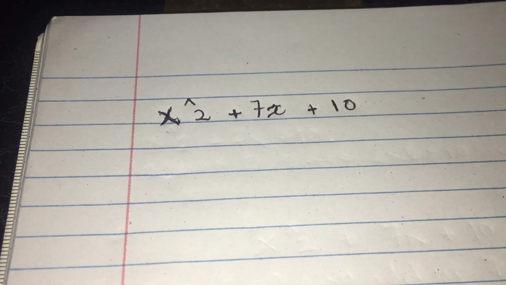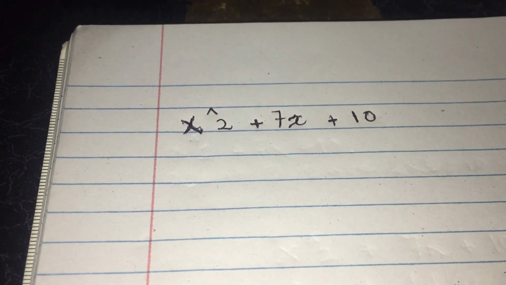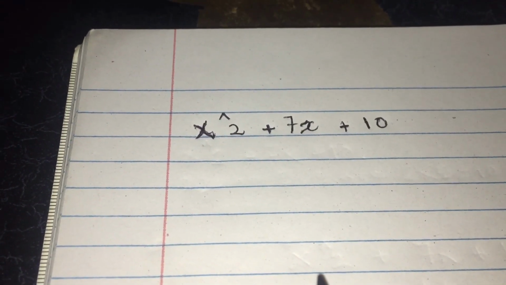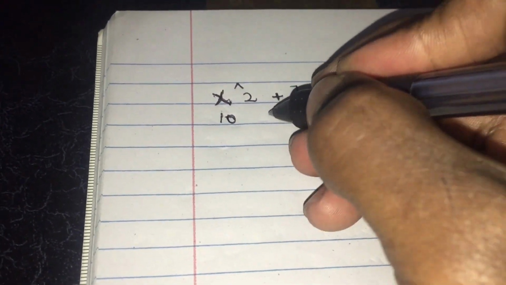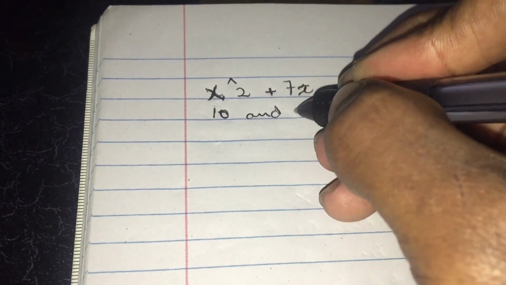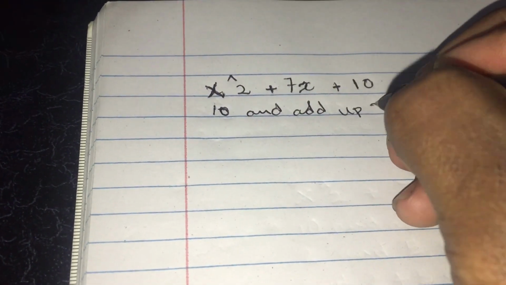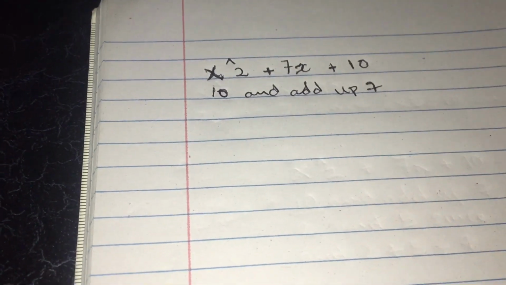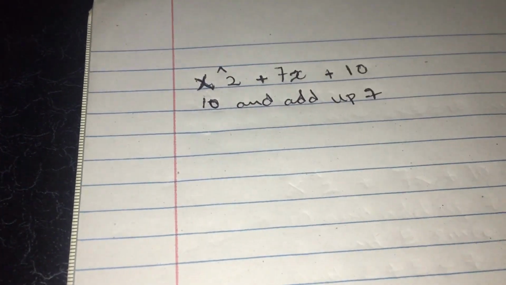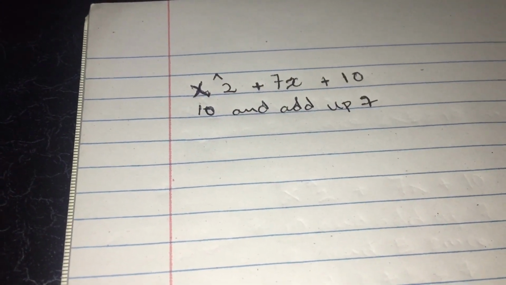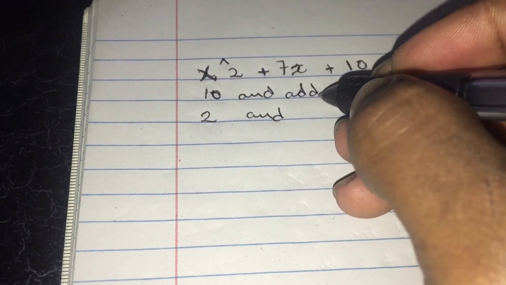To factor this expression, we need to find two numbers that multiply to 10, and add up to 7. Okay. These numbers are 2 and 5.